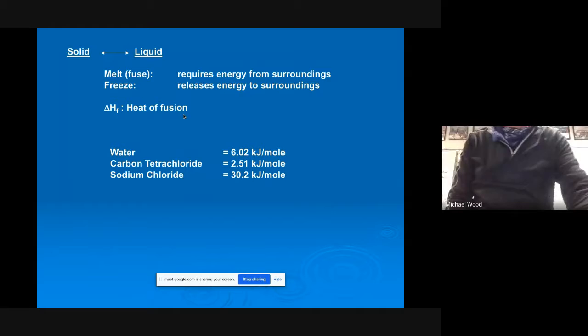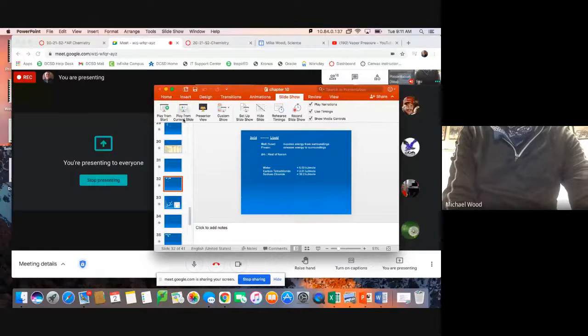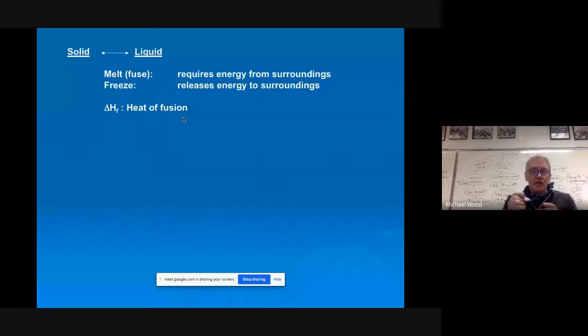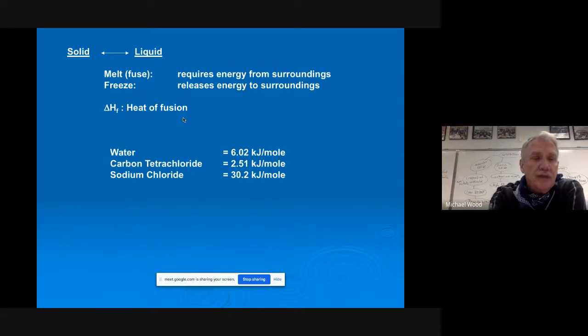Okay, so I'm going to pull this down, and I'll leave that up for just one more second. So the heat of fusion, which you're going to need to know. Heat of vaporization makes a lot of sense: it's the heat required to take 1 mole of a liquid to a gas. But the heat of fusion is the energy required to change 1 mole of a solid to 1 mole of a liquid. And then freezing is the opposite.